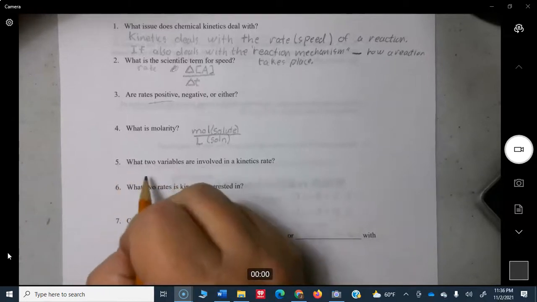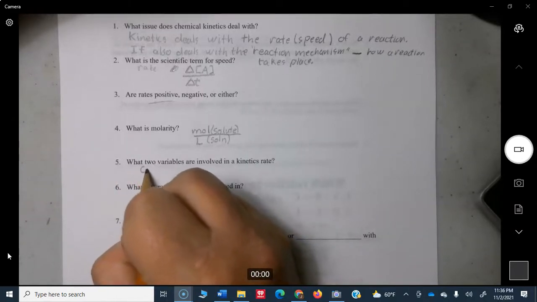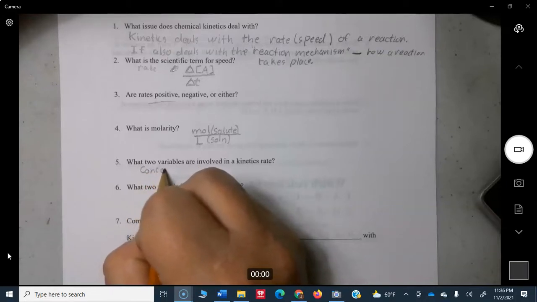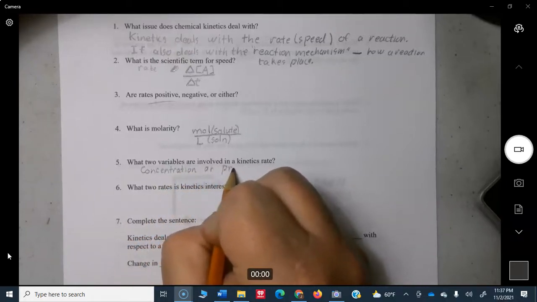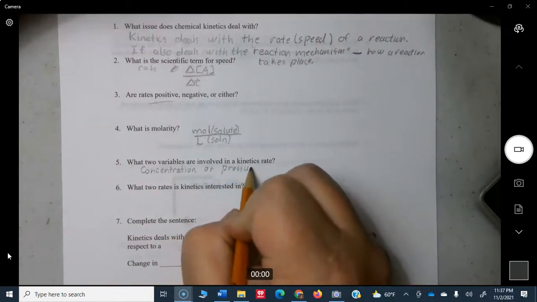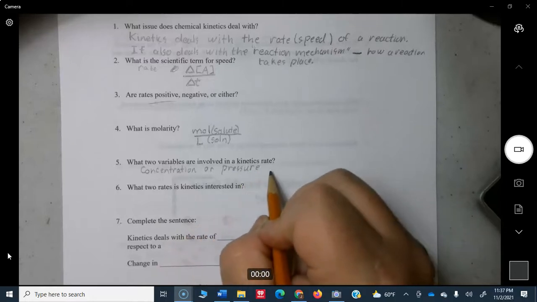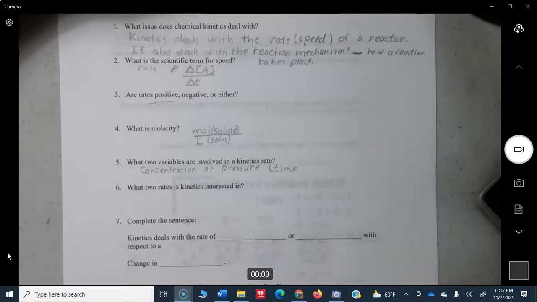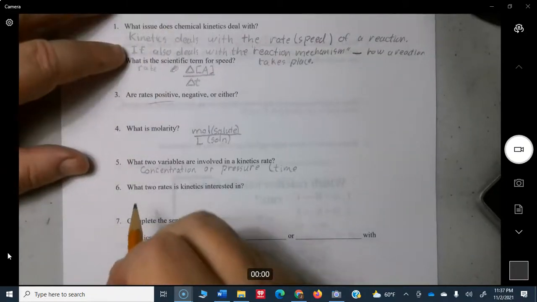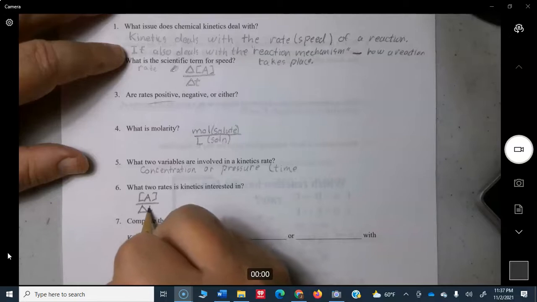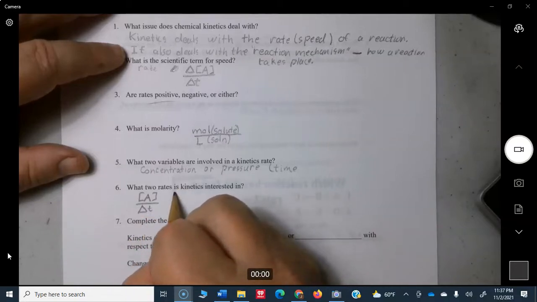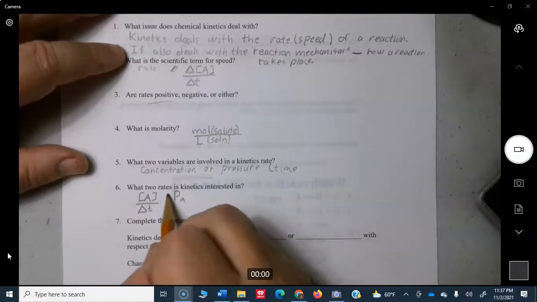What two variables are involved? Well, what I had in mind was this, either concentration or pressure. Now, a third variable that's involved always is time, change in time. So I'll add that one. What two rates is kinetics interested in? It's kind of the same question. So it would be change in concentration per change in time. And we didn't really deal with pressure, but the way you would deal with pressure of a particular reactant or product would be P subscript A. So if that A is the reactant, that would be PA. So change in pressure with respect to change in time.